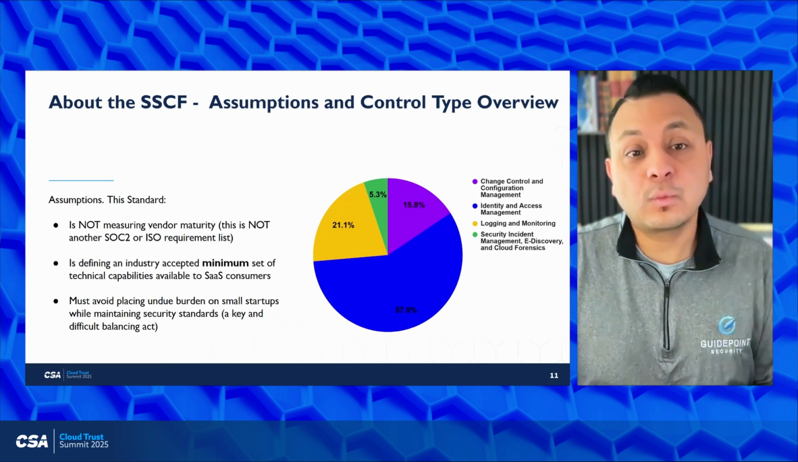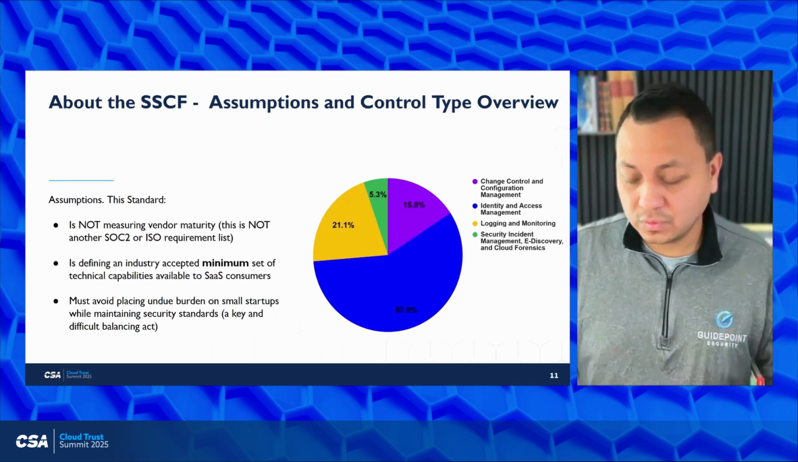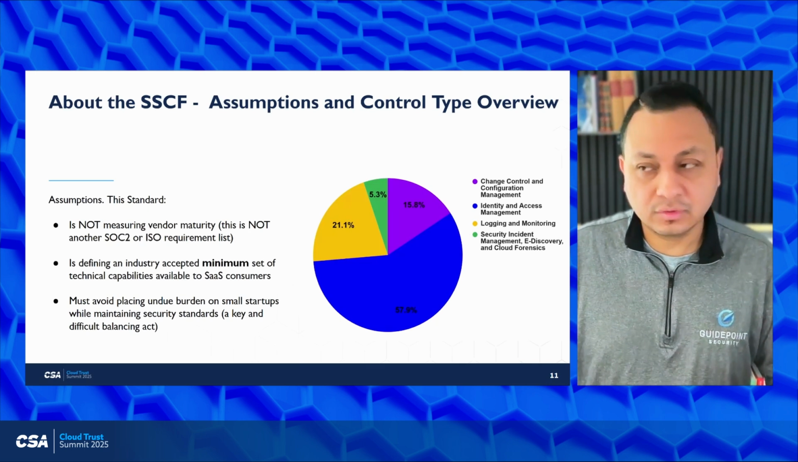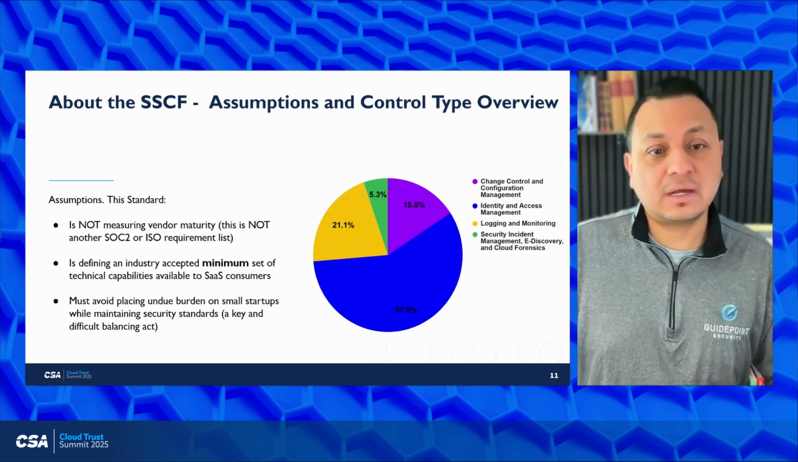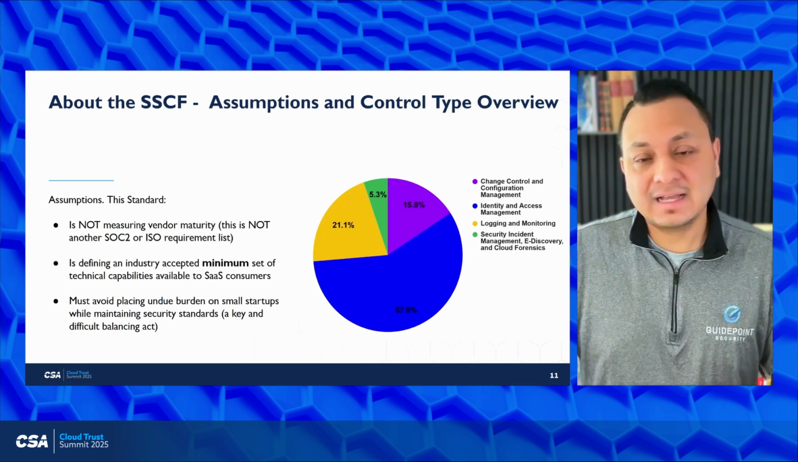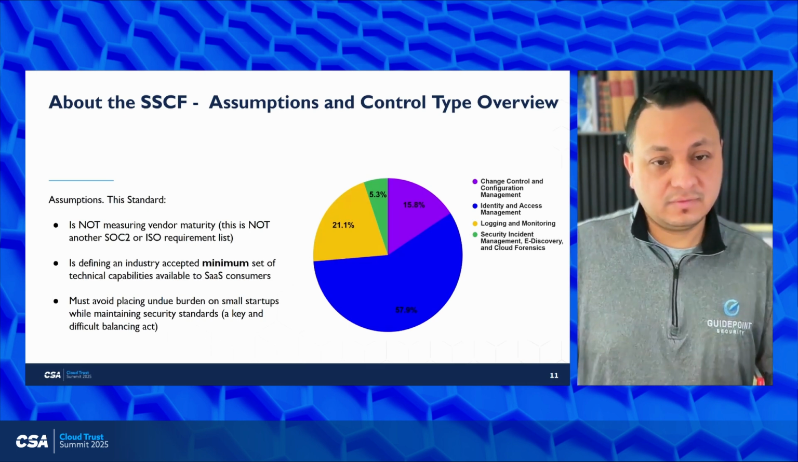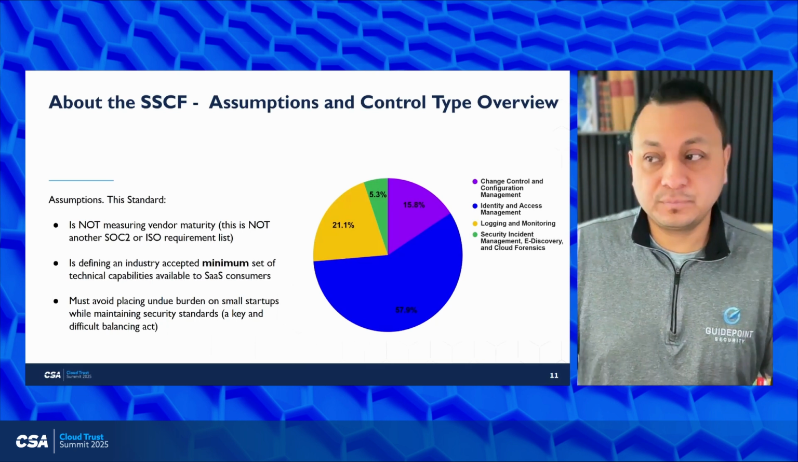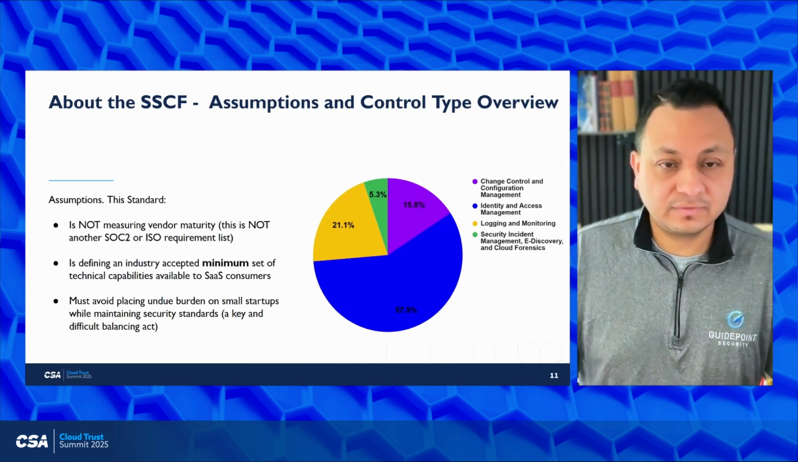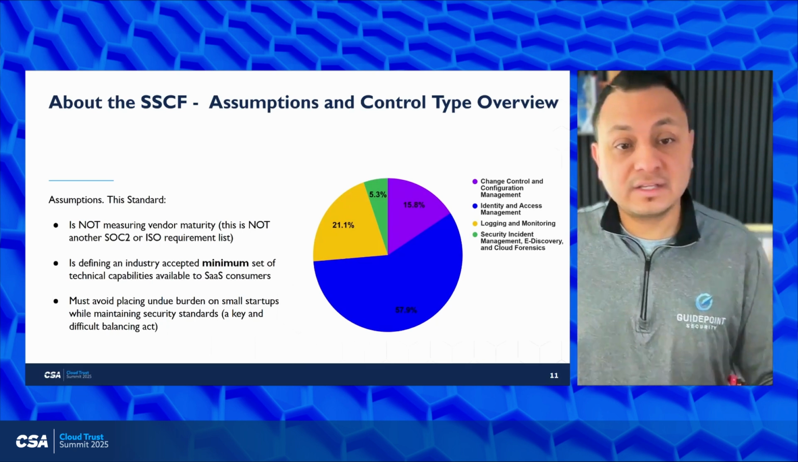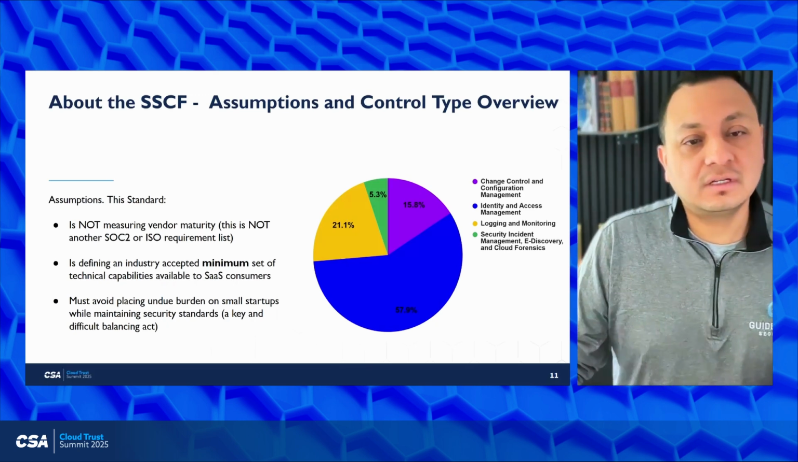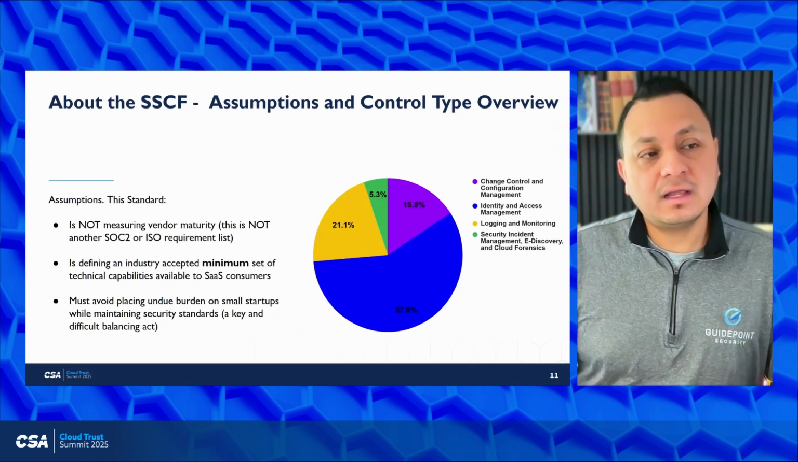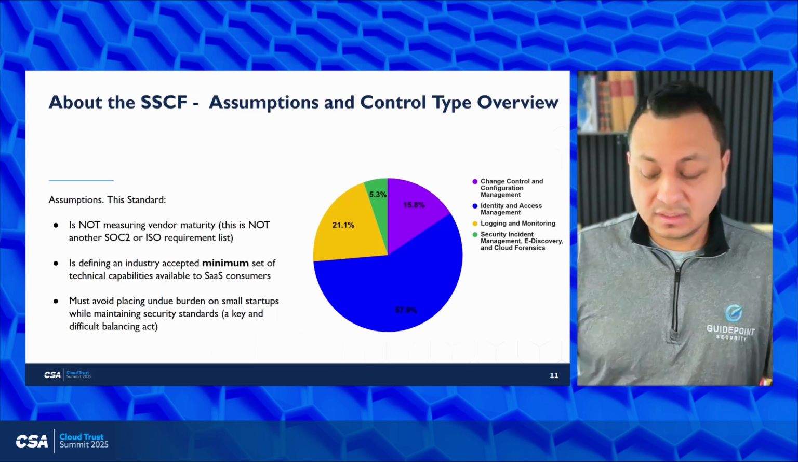So when we look at the controls, I think it is important to identify or define what it is not. There already are several certifications and standards out there for SaaS vendors as an organization, for example, obtaining SOC 2 Type 2 or PCI, if that's one of the things they're doing, or an ISO 27001 certification. So this is not the intent of what this standard is.